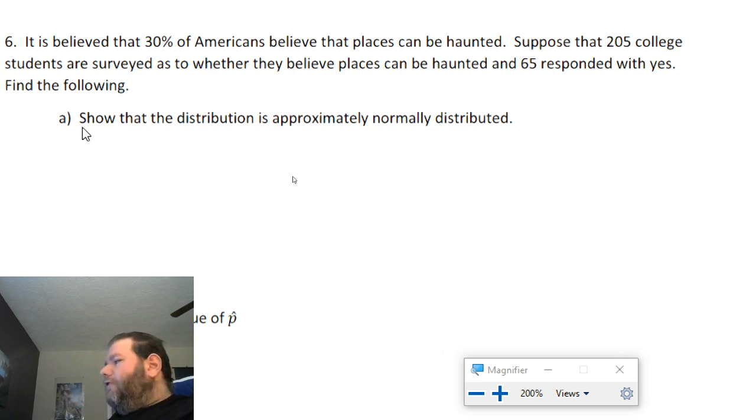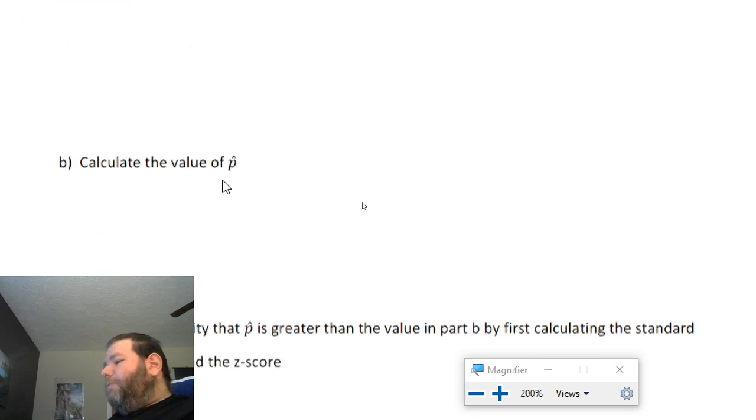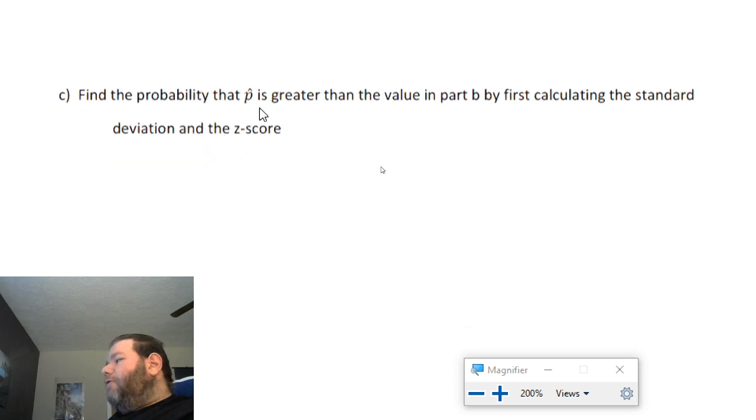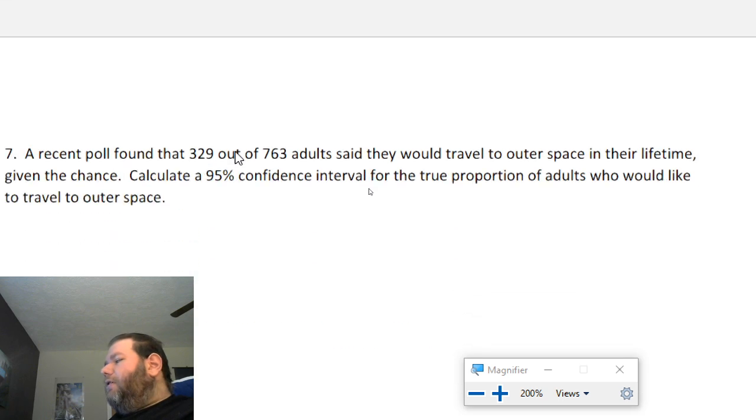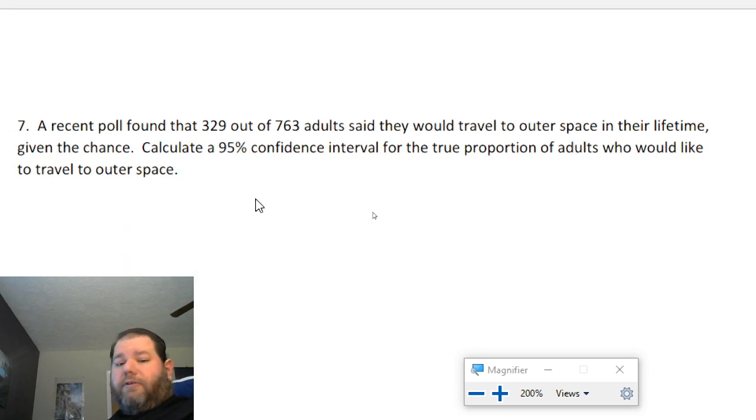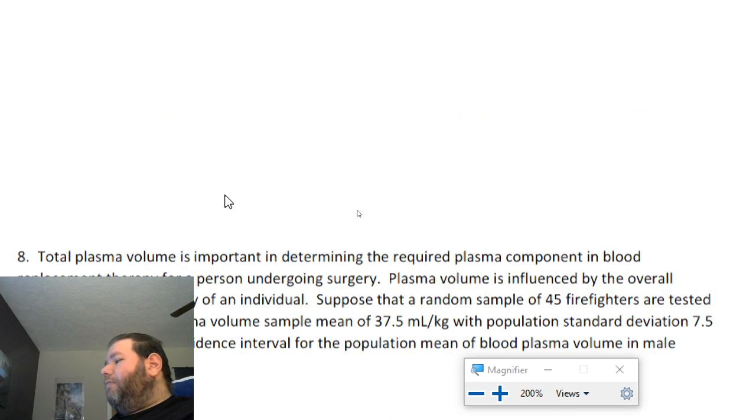So this is just n times p times 1 minus p is greater than or equal to 10. Calculate p-hat. Find the probability that p-hat is greater than the value in part B by first calculating the standard deviation and then the z-score. So basically leading through the steps. 7, we didn't talk about how to do this, so skip it entirely.